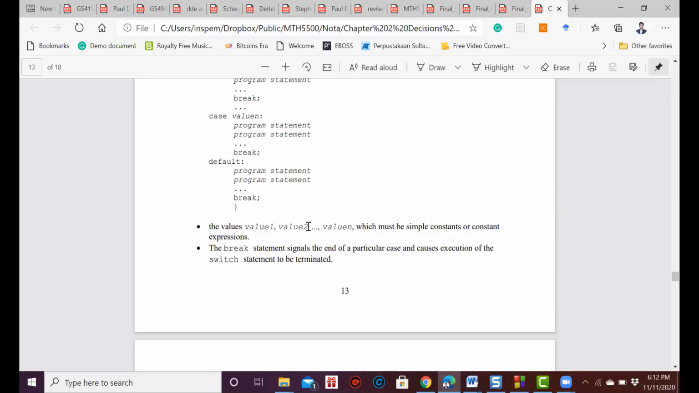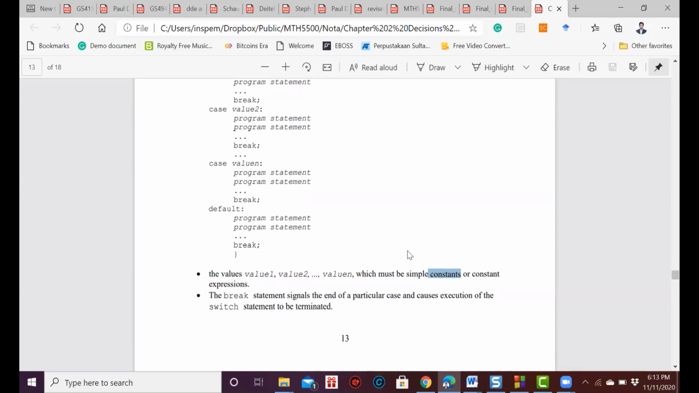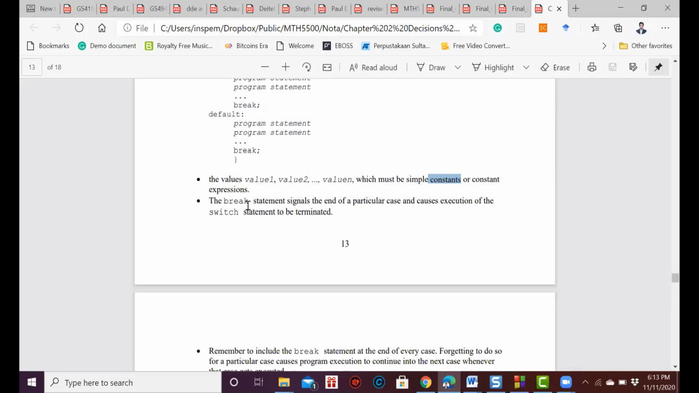So what is the meaning of value 1, value 2, and value n? All these values are simple constants or constant expressions. So this one is a constant, normally an integer or a character constant. The break statement signals the end of a particular case and causes execution of the switch statement to be terminated.